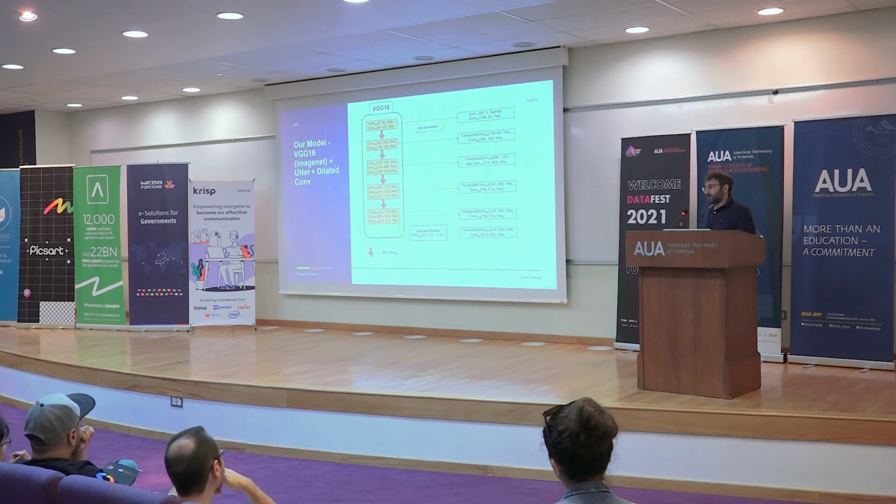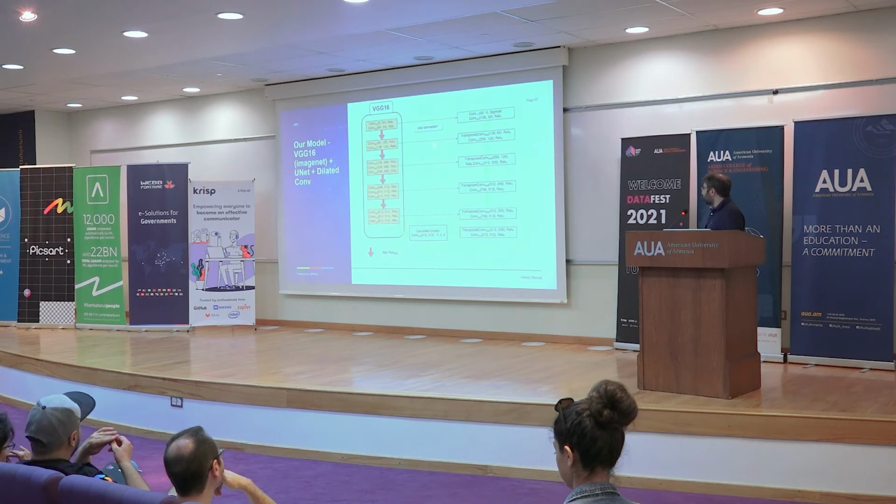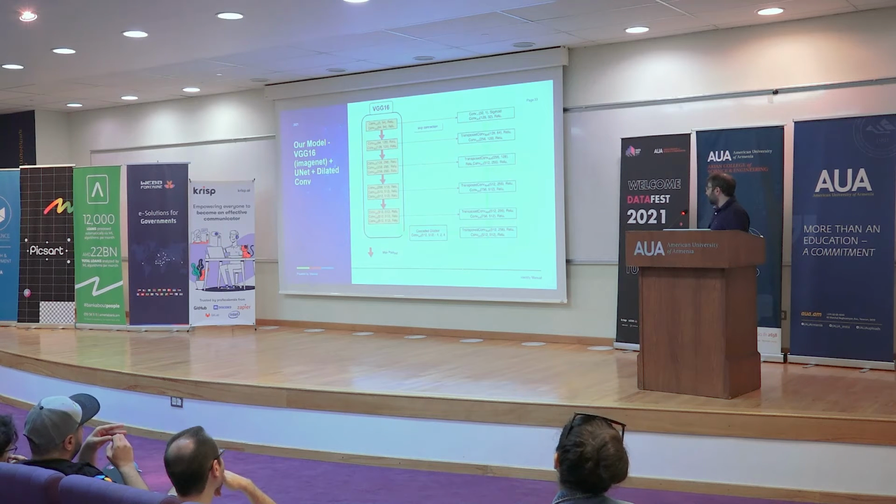People are always modifying it. There are different modifications of the UNet, and we are no exception. We use some version of it. We have a VGG16 as an encoder, pre-trained on ImageNet. Then we changed the bottleneck to use dilated convolutional layers. And on the upsampling side, we replaced the upsampling layers with transposed convolution layers.